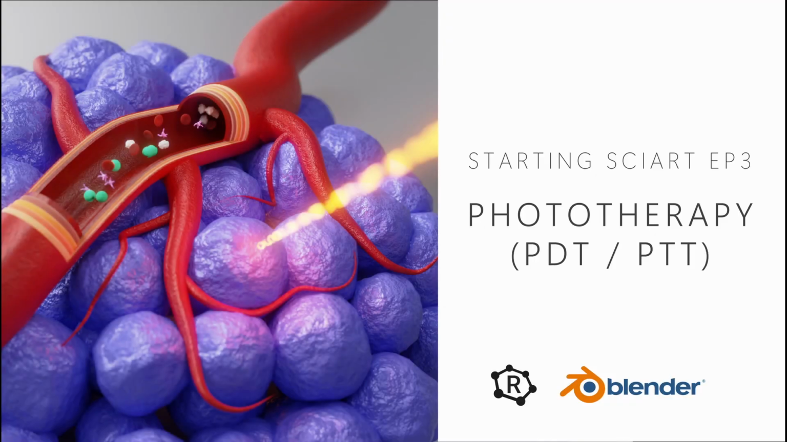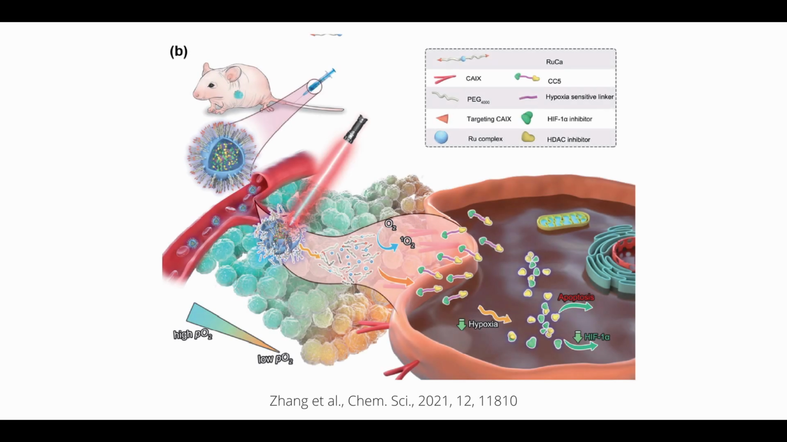Today we're going to be illustrating phototherapy. There are commonly two types, photodynamic therapy and photothermal therapy. A common type of illustration that is used is an illustration of a blood vessel surrounded by a bunch of cancer cells, carrier with the drug of choice, and then activation by light.